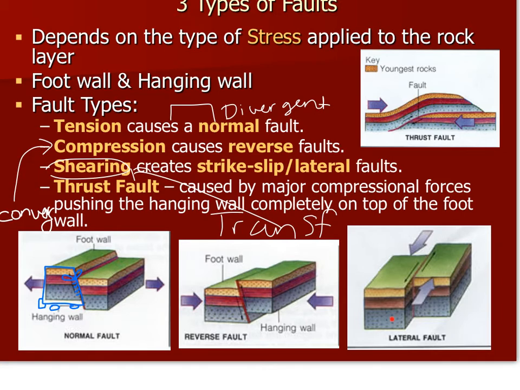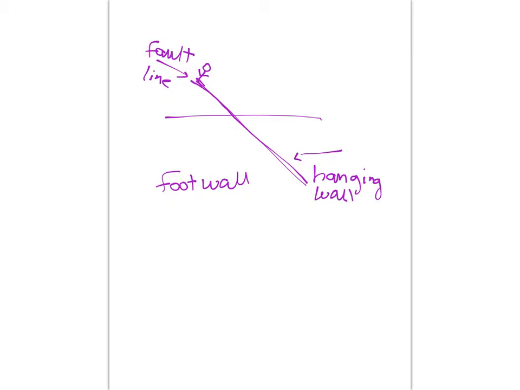The last one not discussed yet is a thrust fault, caused by a major compressional force pushing the hanging wall up and forward, completely on top of the foot wall. And this gives you an image of what that looks like right here. This is something I drew out years ago when students were struggling to determine which is the hanging wall and which is the foot wall. I do feel though that the image above with the shoe is a little bit easier to understand than this one.